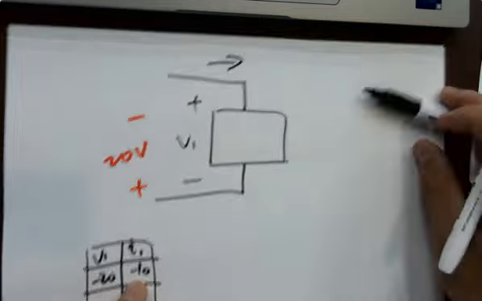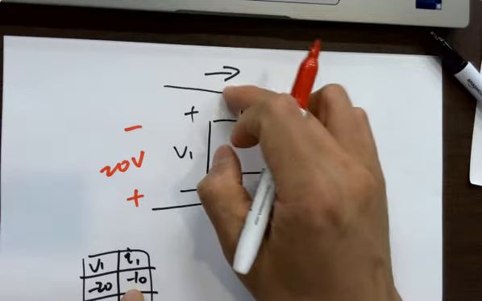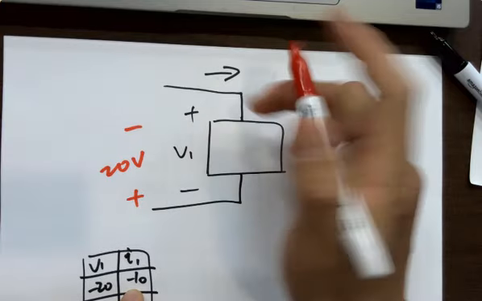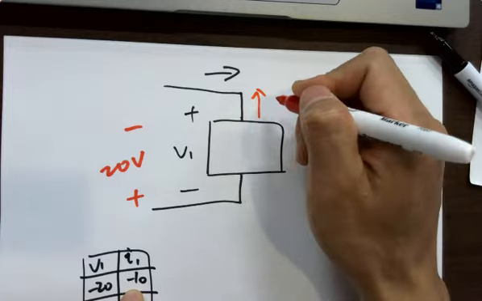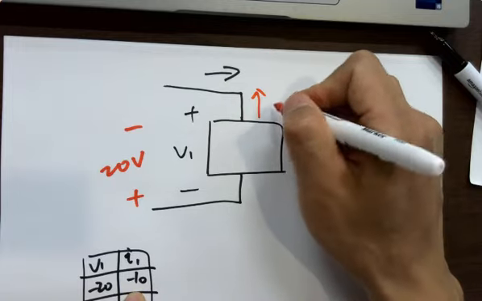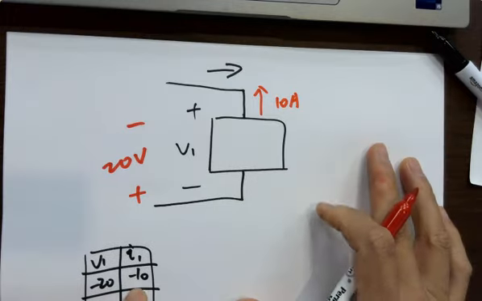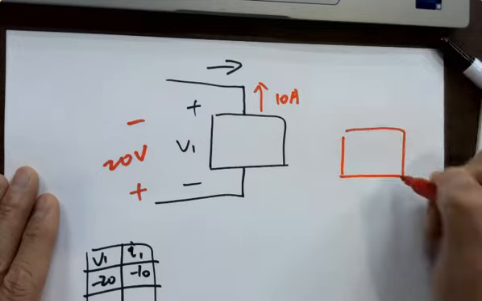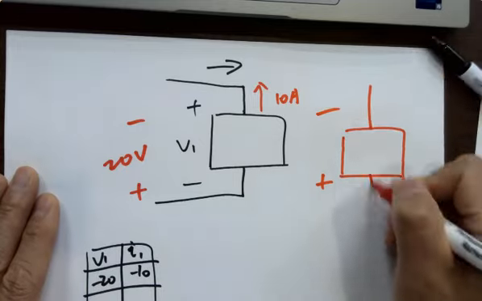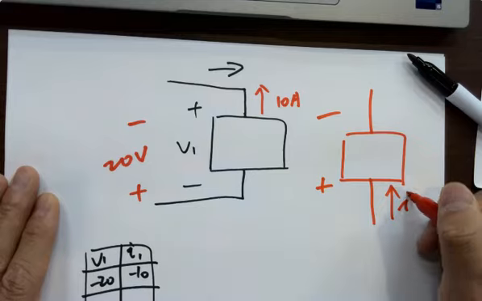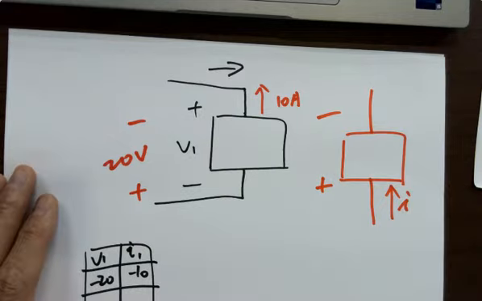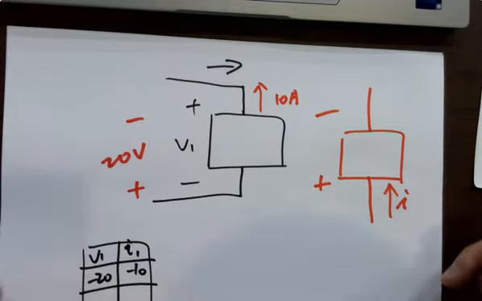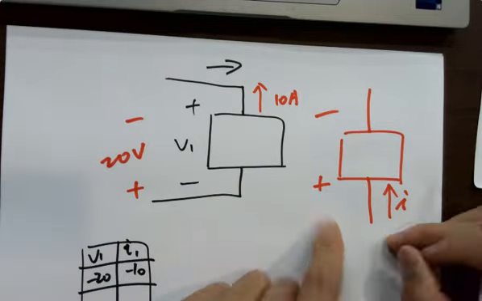If you see a negative current, here's the current labeled, what do you want to do? Flip it. So the current is going to flow out from the top, and you're getting 10 amps. Eventually you have a device with plus minus like that, and current flowing into it. Into what? Into the anode.